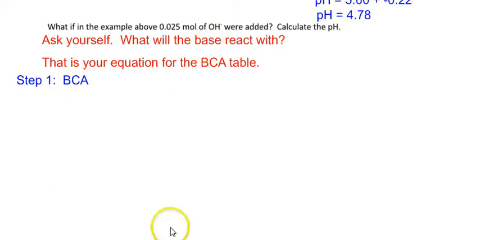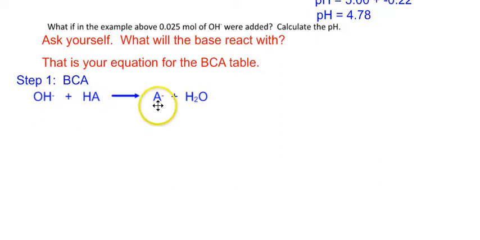So answer the question now. What will the base react with? If you said this, you are correct. It's going to react with the weak acid, and you are going to make water and your weak conjugate base. And so let's go back, and our initial setup is about right like this. I have initially 0.100 moles of my weak acid and 0.100 moles of my A minus.